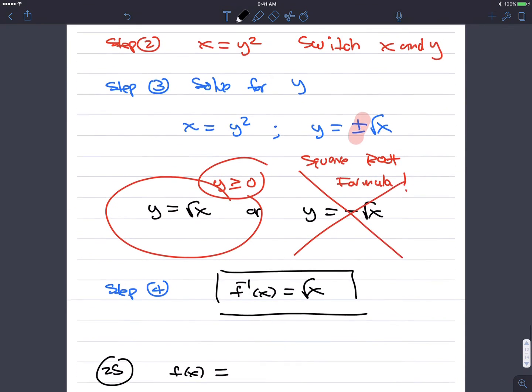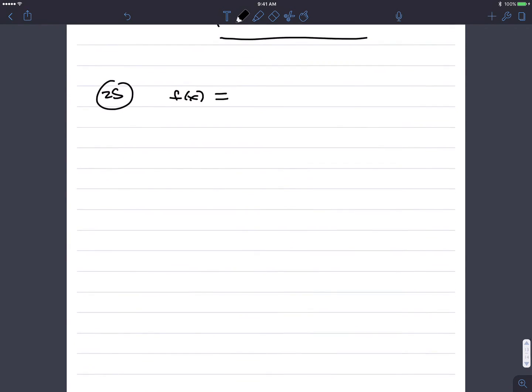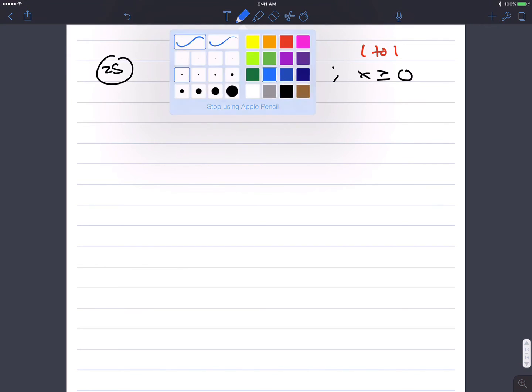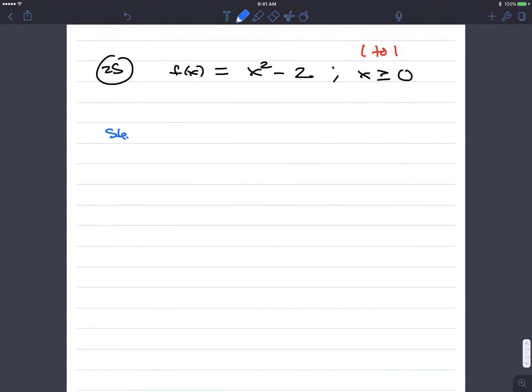What did we just get through? Okay. X squared minus 2. Okay. Now they're going to say here, again, x is greater than or equal to 0. So this is a nice one-to-one function. Okay. Let's find the inverse.